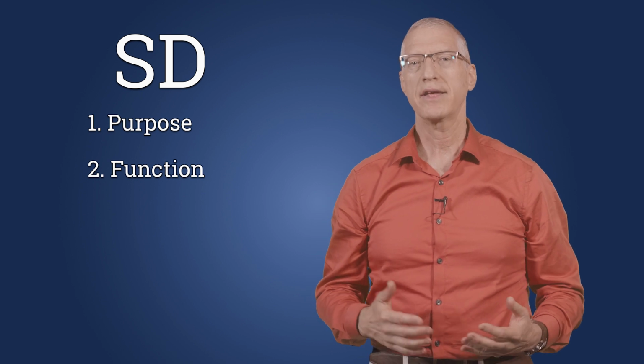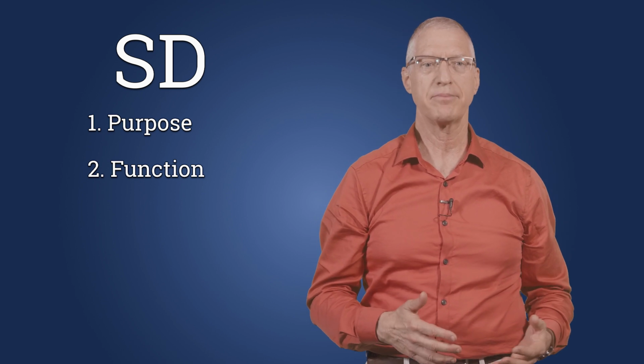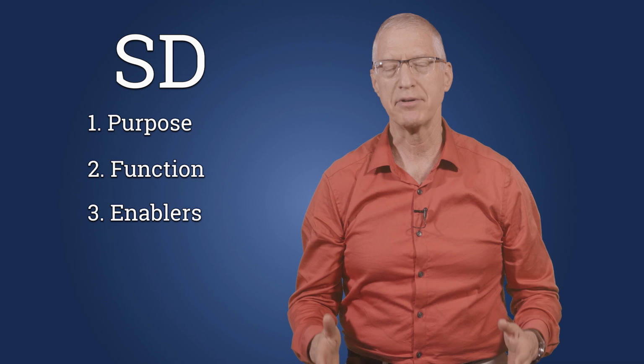We are about to take off. Let's recap what we have done so far. When modeling the SD of any system in OPM, we should consider 5 components. We've already learned about 2, purpose and function. Until our airplane takes off, let's learn about the 3rd component, enablers.